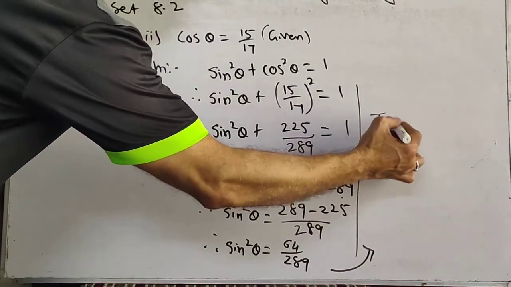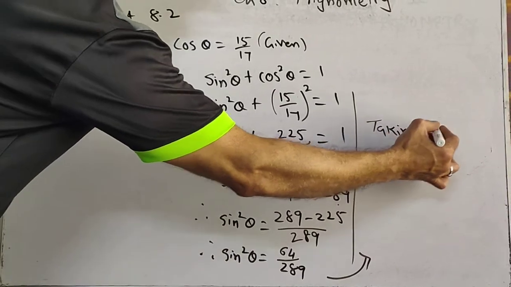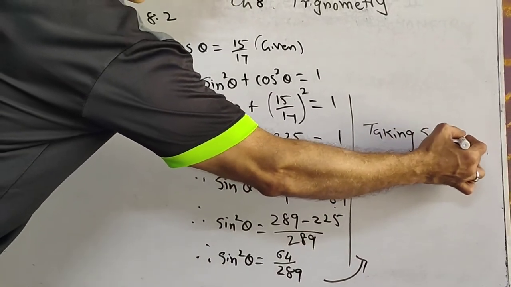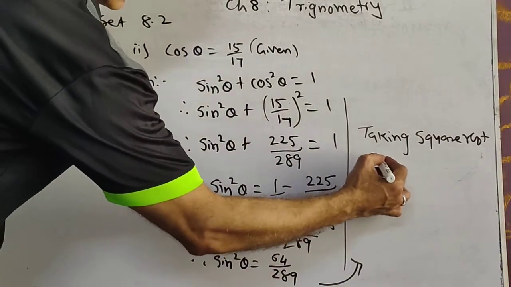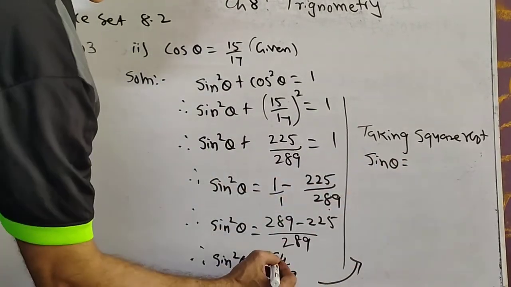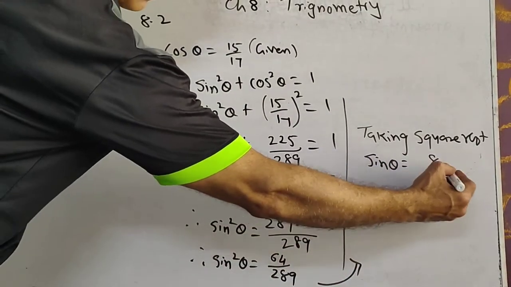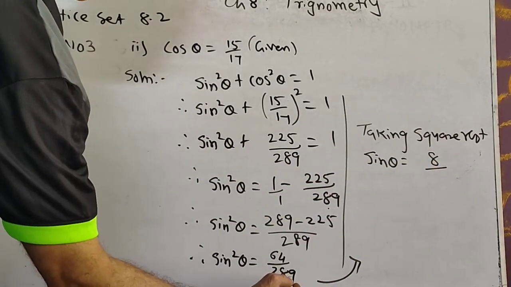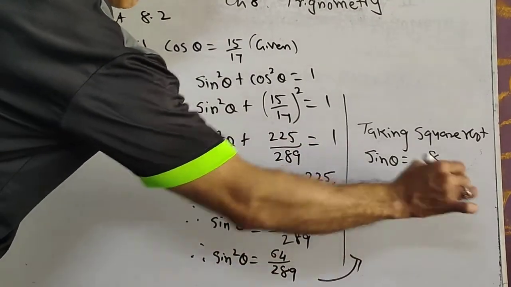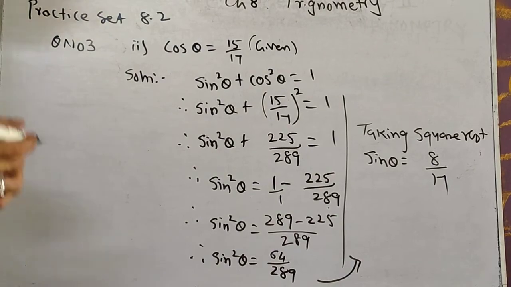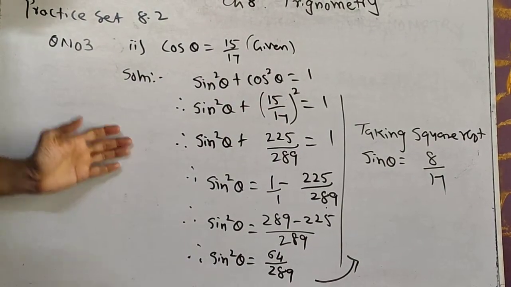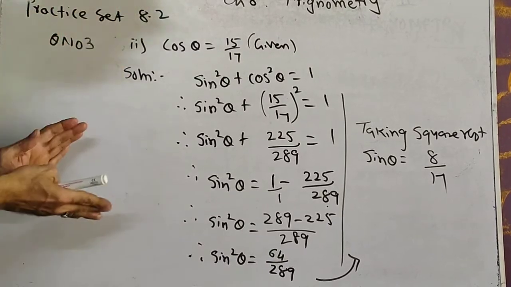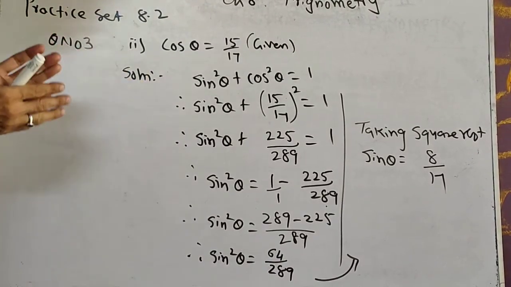Taking square root. You know this, na? Taking square root, you will get sin theta is equal to, the square root of 64 is 8 and the square root of 289 you know it is 17. So 8 upon 17 is the answer for sin theta. So very simple way you got the answer of this one also. So you can use identity also to get the answer for this.